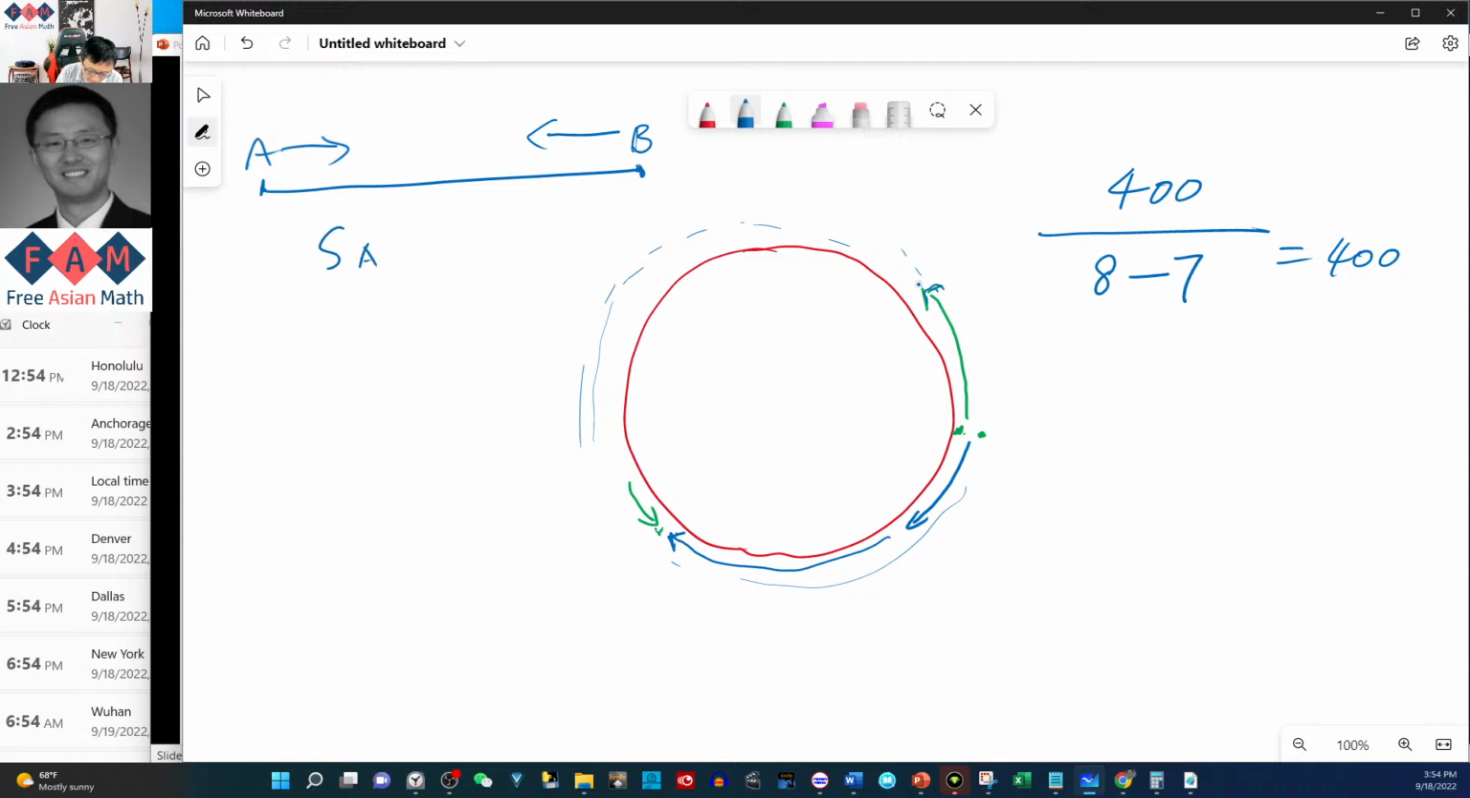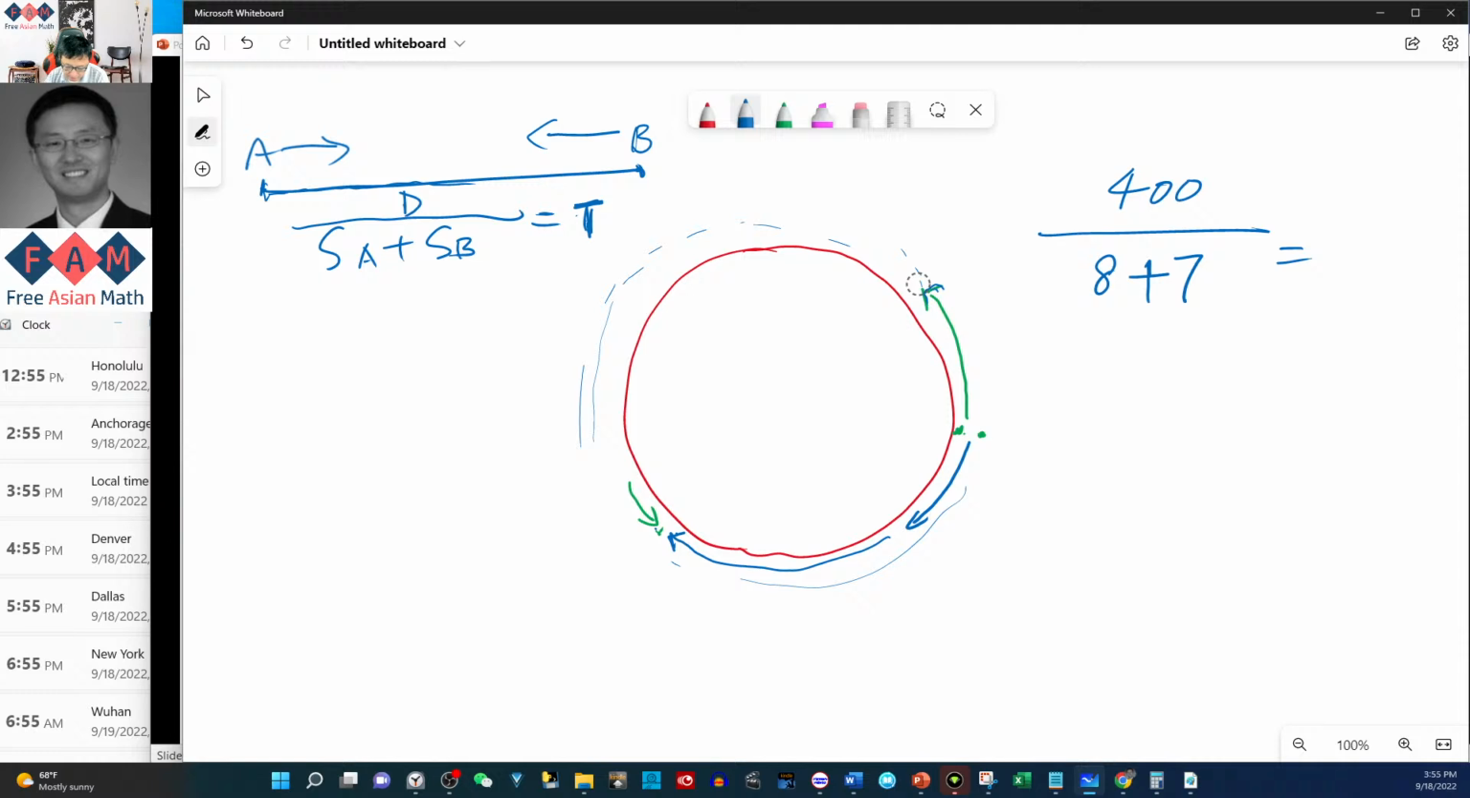So speed A plus speed B would be their combined speed. Then the distance divided by this would be the time that it will take for them to meet. And that's exactly what happened here. But the setup, rather than a straight line segment, the distance is now a full circle. So that means that it would take this much time, 400 over a plus 7, this many seconds for them to meet again.